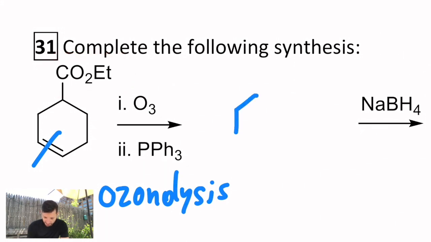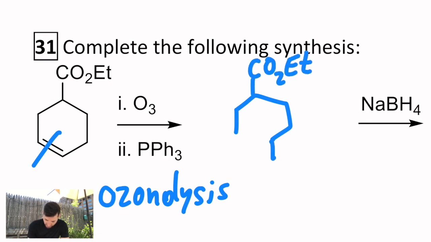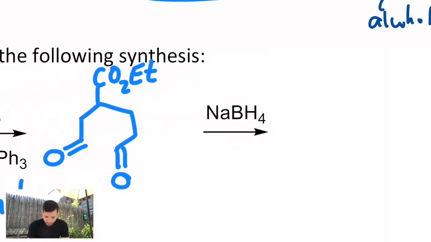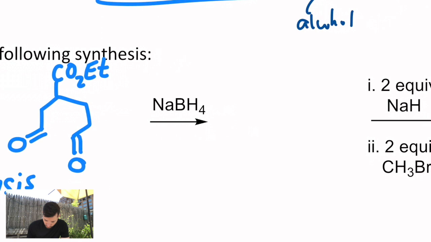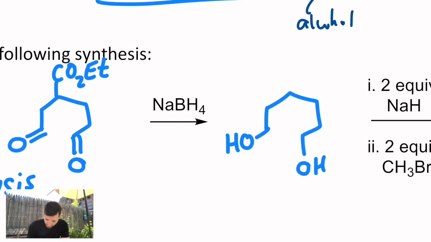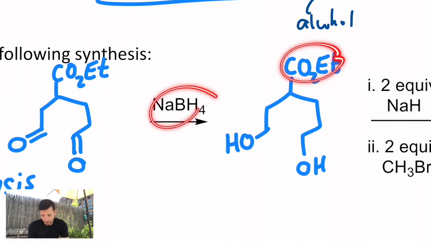So I have an open 6-membered ring. I have an ethyl ester along for the ride. And then I have 2 aldehydes, each coming off of the carbons that used to be the alkene carbons. Sodium borohydride will reduce both of those to primary alcohols. In my head, I'm picturing hydrides, hydrogens with negative charges, attacking those carbonyls. What about the ester? It doesn't react with sodium borohydride, so it's along for the ride.